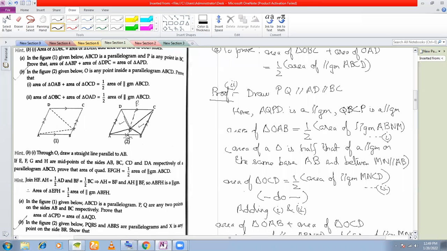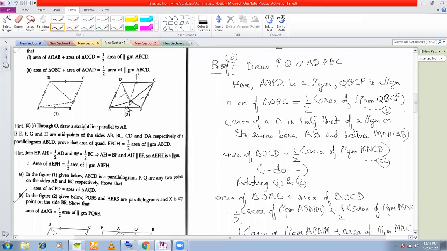Now what can I say about triangle OBC? Area of triangle OBC is half of which parallelogram? Can you look at the figure and tell me which parallelogram? QBCP. I hope you can see the alphabets that I have written, right? Yes, sir. Okay. So area of OBC is equal to half of area of parallelogram QBCP.